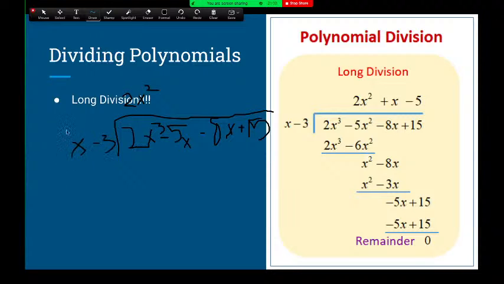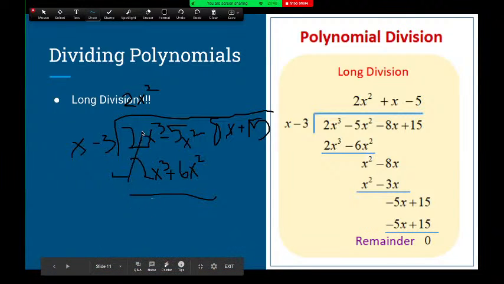So then you just multiply this across, and it becomes 2x cubed minus 6x squared. It's supposed to be squared over here. Then you're supposed to subtract this whole thing, and distribute the subtraction sign. So you have 2x cubed minus 2x cubed, and negative 5x squared minus negative 6x squared. This becomes this because you're subtracting it, and this cancels out.